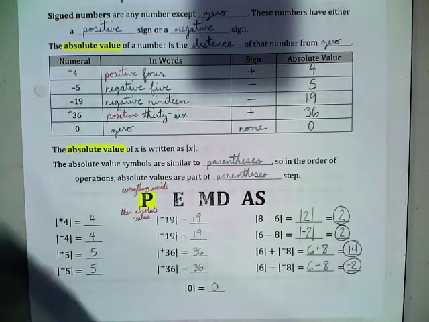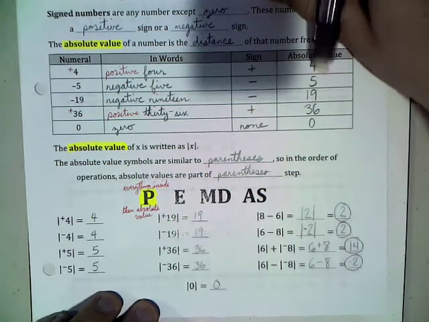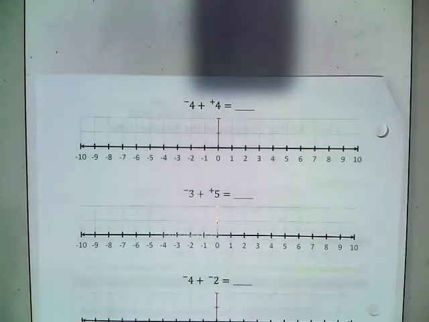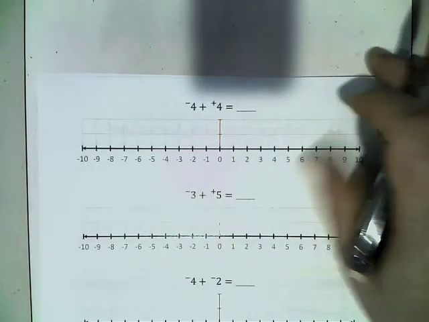Okay. Well, we're going to go ahead and move on now. And we're going to start to put this together. And this is going to help us to add positives and negatives. That's our ultimate goal here, is to add positives and negatives. So our first example would be a negative 4 plus a positive 4.